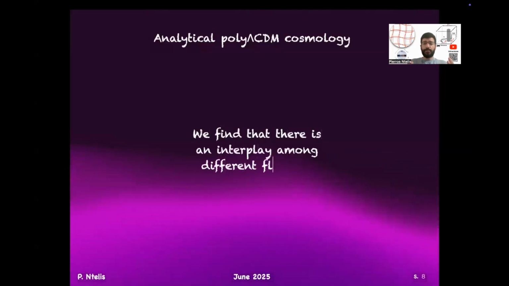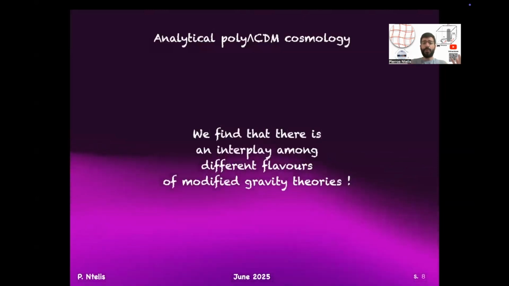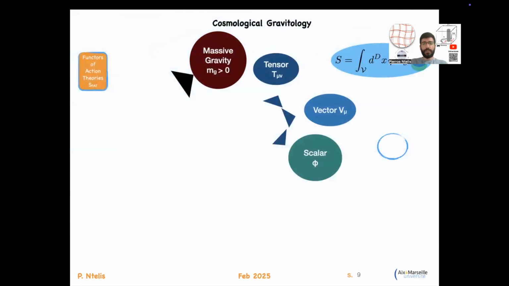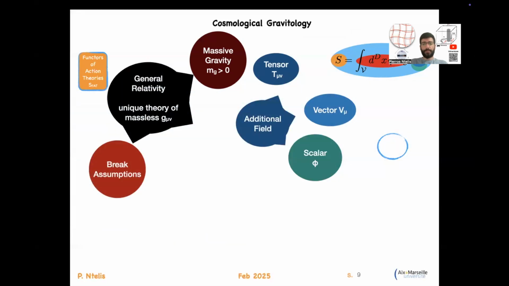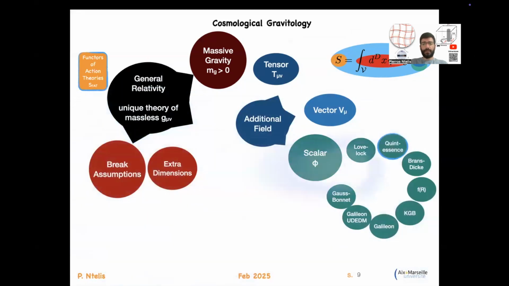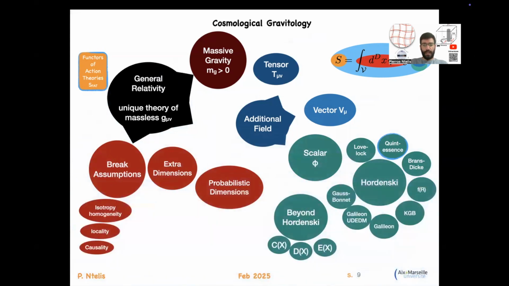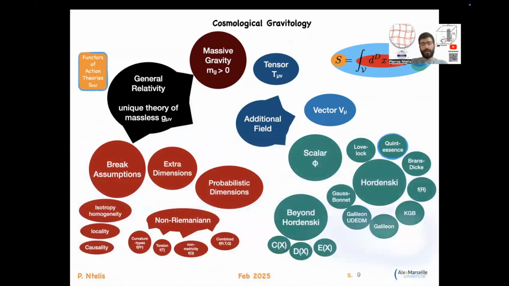So maybe all this sounds a bit technical, but what does analytical polylambda CDM cosmology tell us? It tells us that there is an interplay among different flavors of modified gravity theories. And what does that mean? That all these theories interact with each other, and we can use them in order to model observational data. Therefore, the next step is to try and see different flavors of this model and feed them to the data and see which one of them describes reality better.